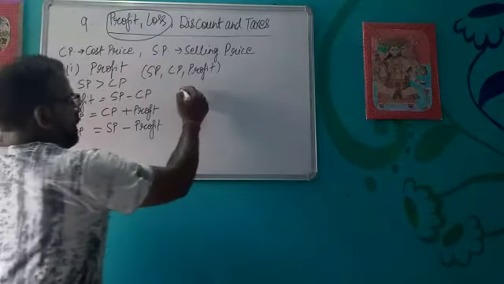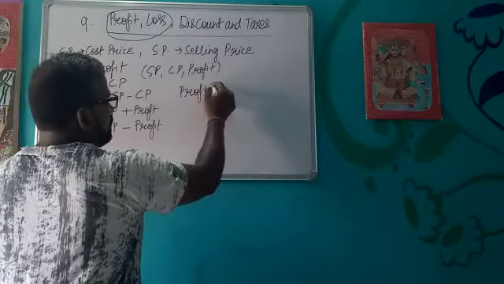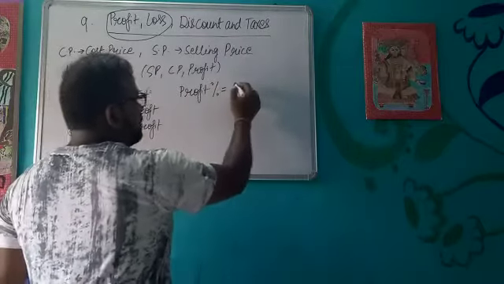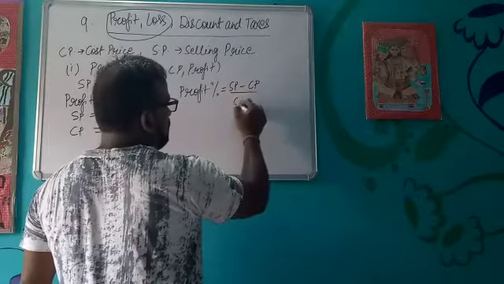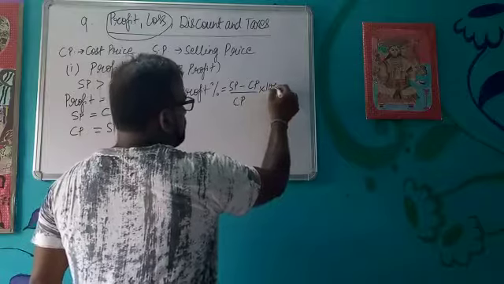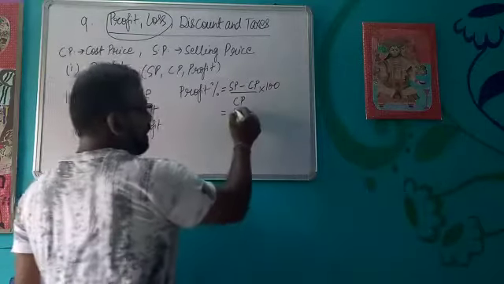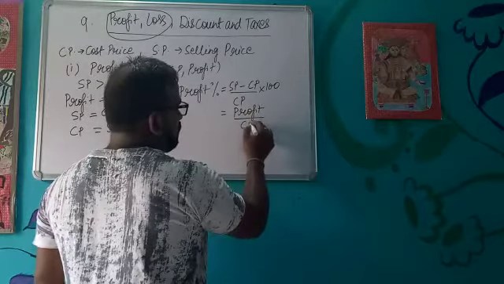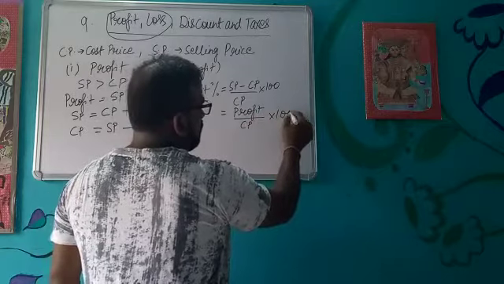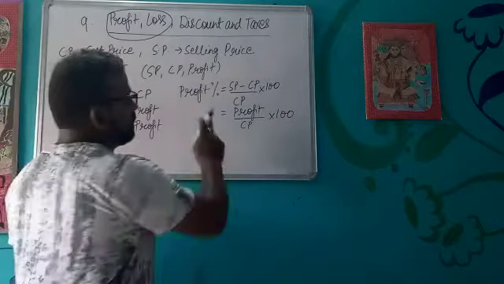Now suppose we have to calculate profit in terms of percentage. So what is profit percent? You can calculate it like this: SP minus CP upon CP into 100. Or if you know the profit and CP, then you can straight away use this formula: profit upon CP into 100. So this is how you can calculate the profit percentage.